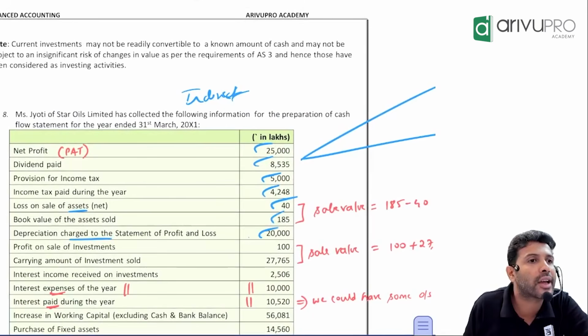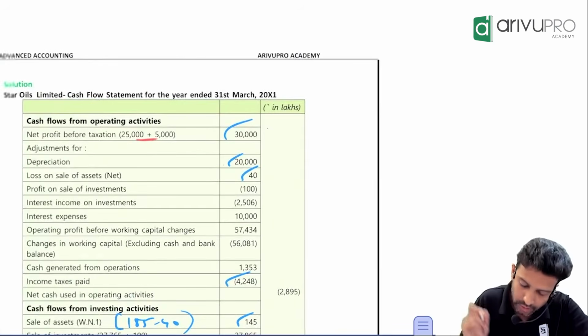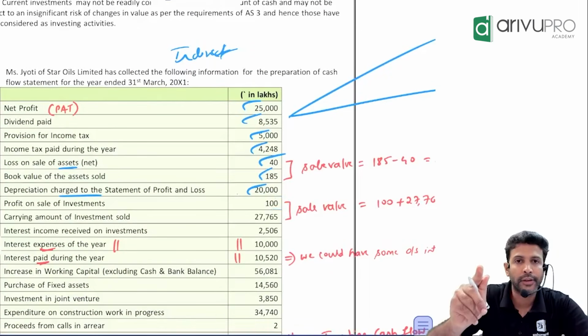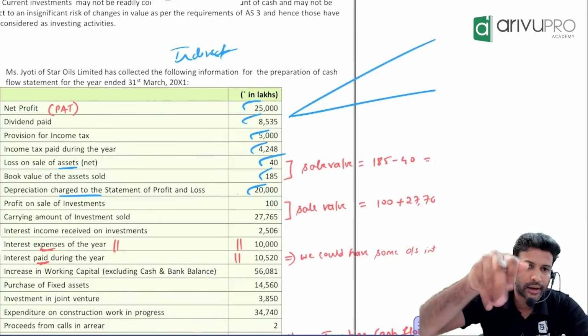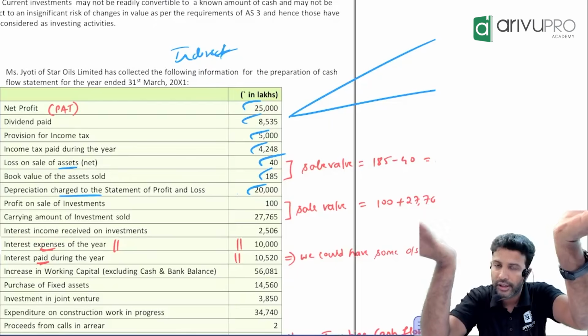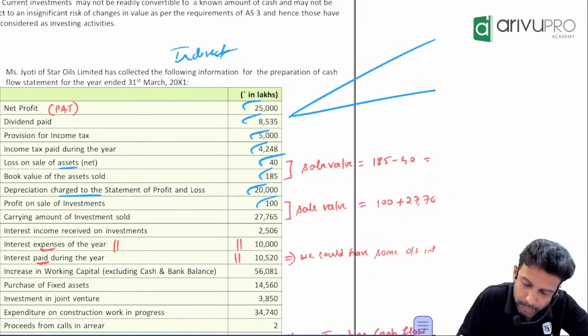Depreciation. Depreciation is a non-cash expenditure. What to do? Add back. Have they added back 20,000? Yes. Next. Profit on sale of investment. Profit on sale of investment has gone to P&L. Because of this, the P&L balance has increased, so OCF also increased. Operating activity or investing activity? What to do? Minus 100, they've done now.